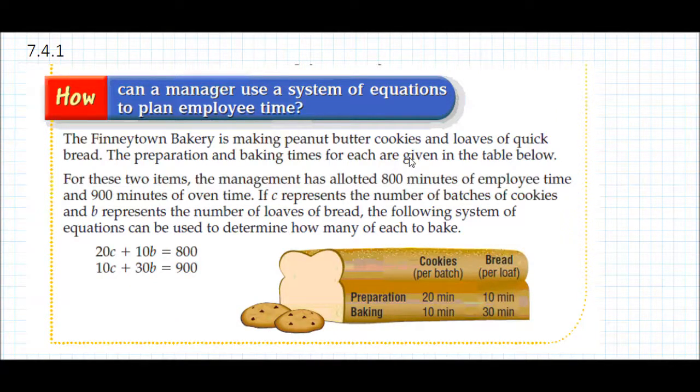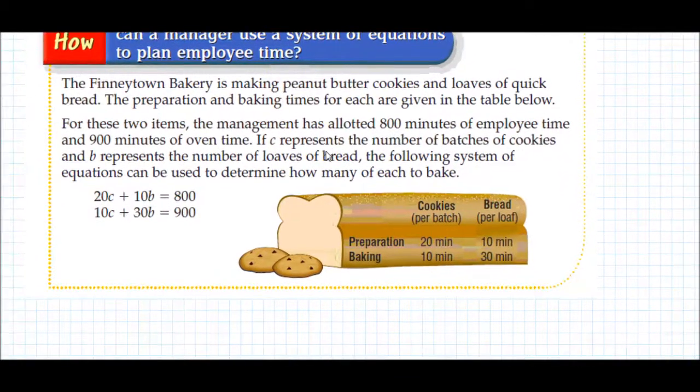How can a manager use a system of equations to plan employee time? The Finneytown Bakery is making peanut butter cookies and loaves of quick bread. The preparation and baking time for each are given in the table below. We can see it down here. For these two items, management has allotted 800 minutes of employee time and 900 minutes of oven time.